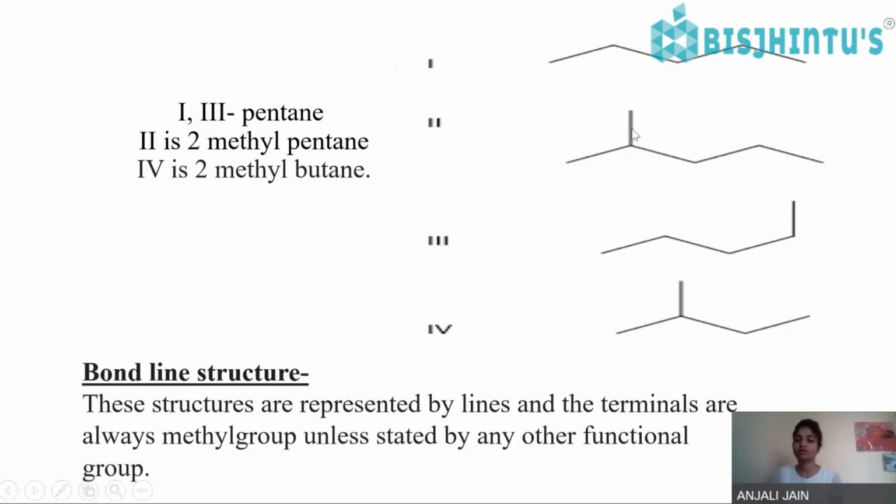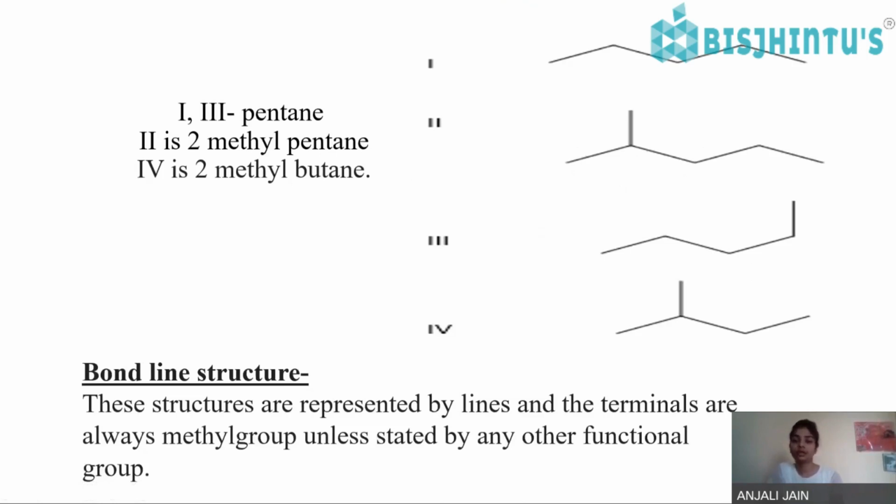Now in the second structure, at the second position, there is a methyl group. We'll see in the IUPAC nomenclature that we give priority to the methyl group attached. We will not take the numbering from the right, but from the left. So here, 1, 2, 3, 4, and 5. So this will be 2-methylpentane. Pent is the basic straight chain, and it is an alkane, so pentane. And at the second position, a methyl substituent is there, so this will be 2-methylpentane.